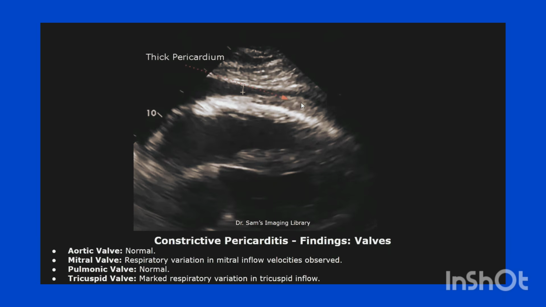The aortic valve is normal. In the mitral valve, respiratory variation in mitral inflow velocity is observed. The pulmonic valve is normal. In the tricuspid valve, marked respiratory variation in tricuspid inflow is noted.